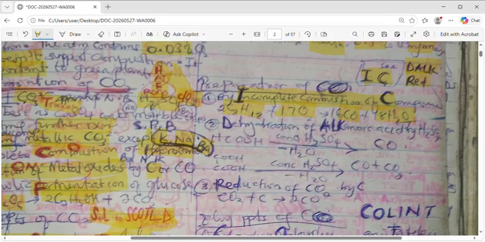Then the next letter is letter D. I call it dehydration of alkanoic acid. And that's why I said dark. The AL there is for alkanoic, dark. So that means dehydration of alkanoic acid by what? H2SO4. It means if I take alkanoic acid like methanoic, you know methanoic acid is HCOOH.